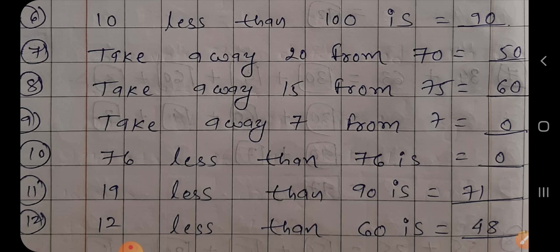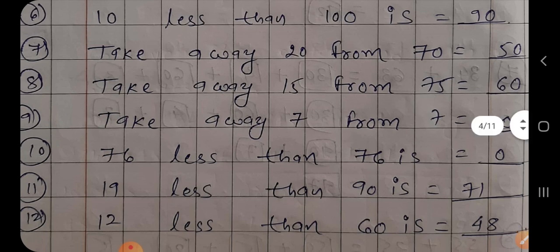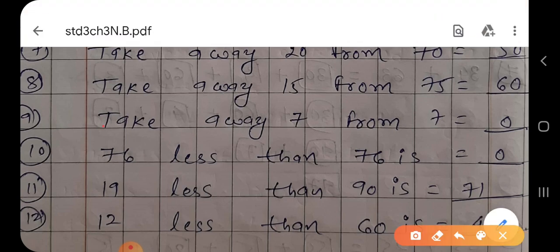Then number 11, 19 less than 90. It means we have to subtract 19 from 90. 19 less than 90 means 90 minus 19. So 19 means 10 plus 9. So first of all subtract 10 from 90, that is 80, and then 80 minus 9 is 71.